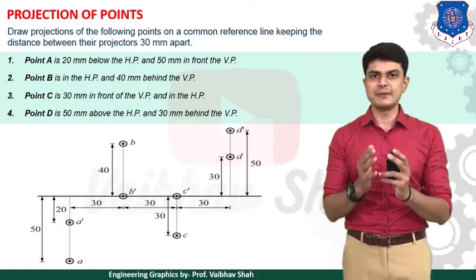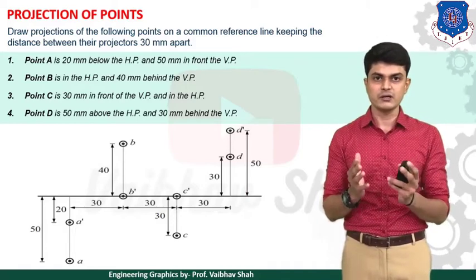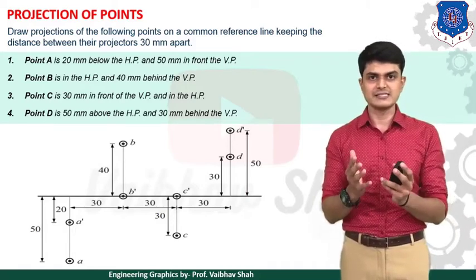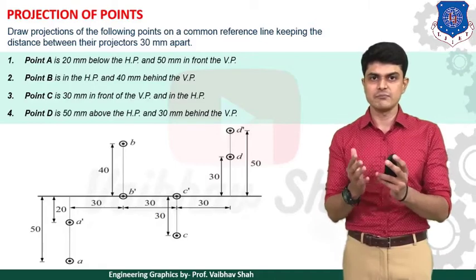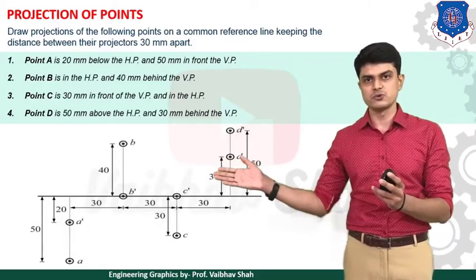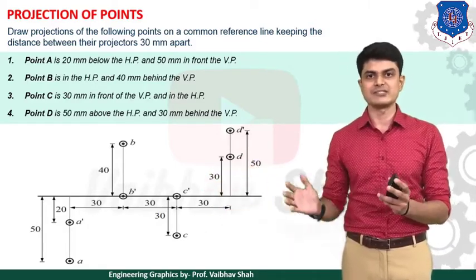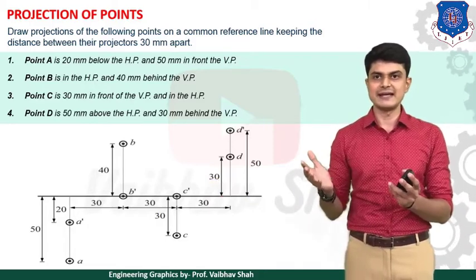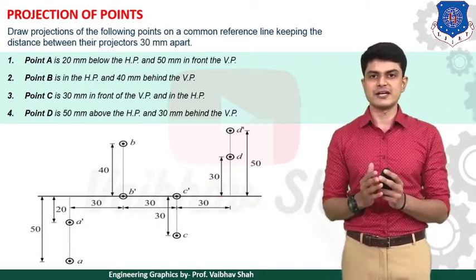Then after, it is 50 mm in front of VP. So in front means what? Also below XY line. So your answer would be point A below XY line, but here 50 mm below. So we need to draw point A 50 mm below XY line. So we are ready with A dash and A both on one side of your XY line.